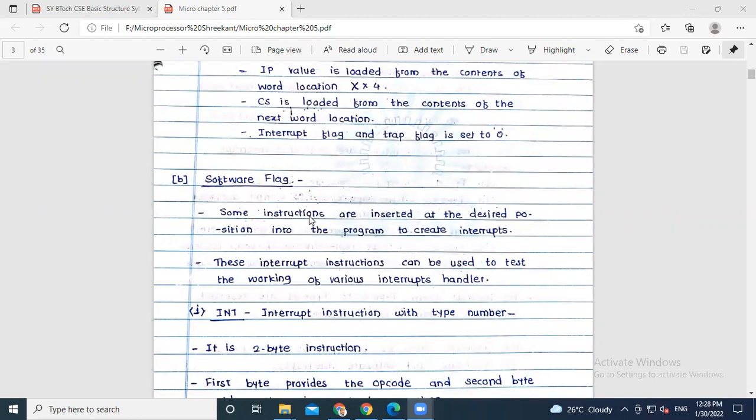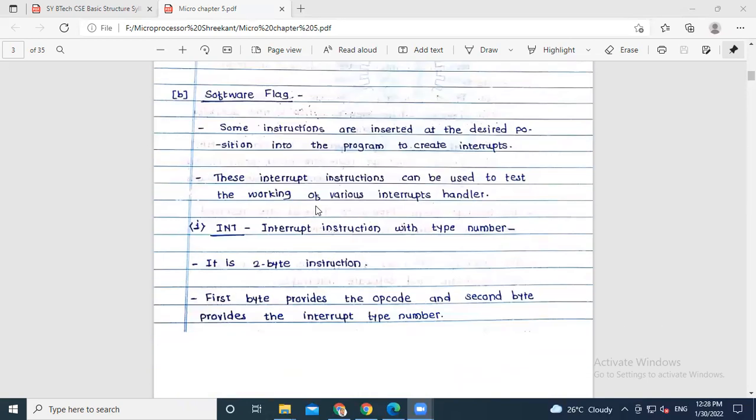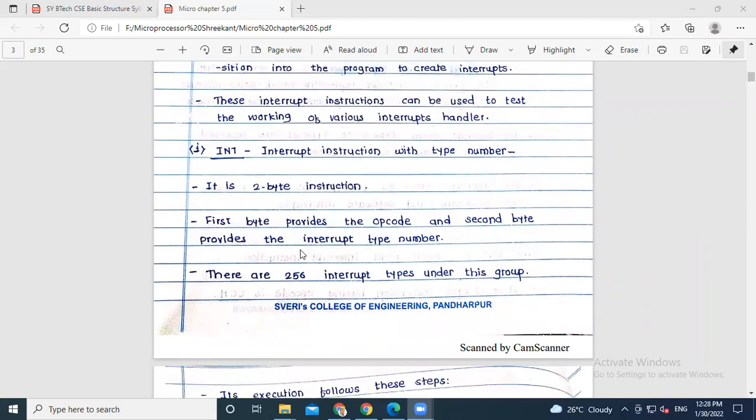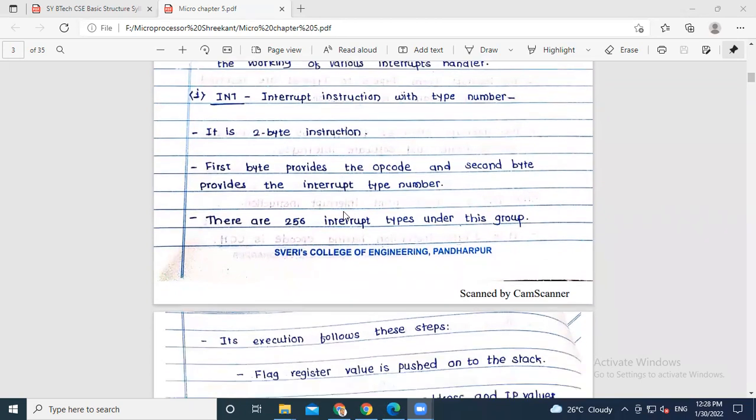Some instructions are inserted at the desired position in the program to create an interrupt. These interrupt instructions can be used to test the working of various interrupt handlers in software interrupts. The interrupt instruction has a type number: the first byte provides the opcode and the second byte provides the interrupt type number. There are totally 256 interrupts in software interrupts.